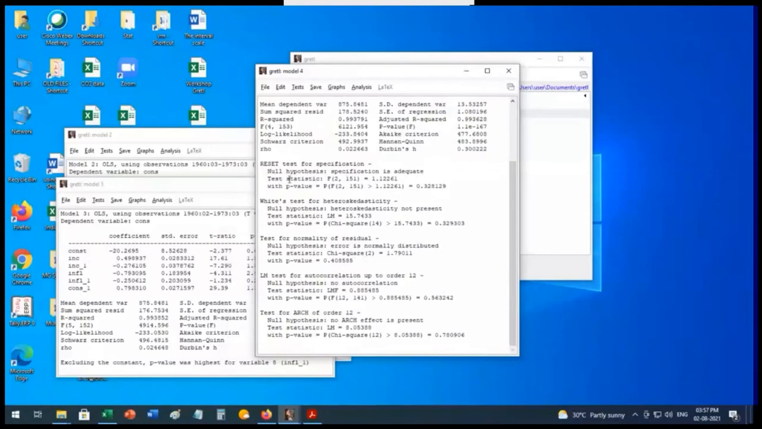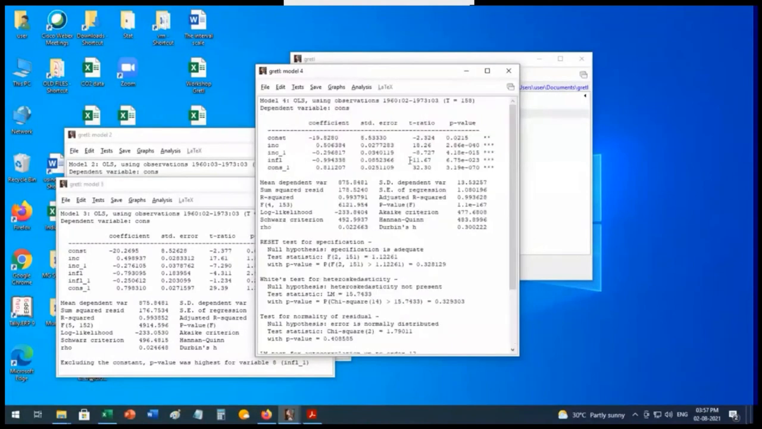See, the p-value is greater than 5%. Greater than 5%. Here also greater than 5%. In all the cases, the p-values are greater than 5%. So our model is adequate. So we have to use this result. This is the adequate model, so we have to use this model for forecasting.